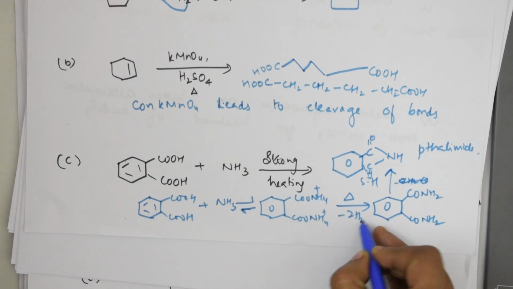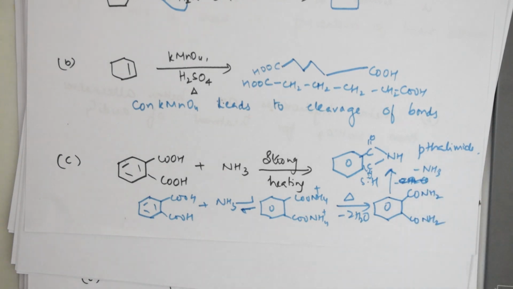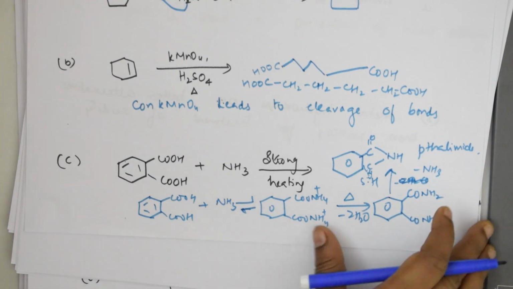Here it is losing two water molecules. Further on strong heating, ammonia is released and finally phthalimide you get. So this is a compound. Done. So let's see the next question.